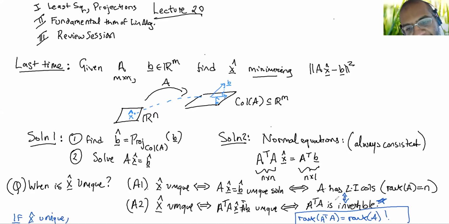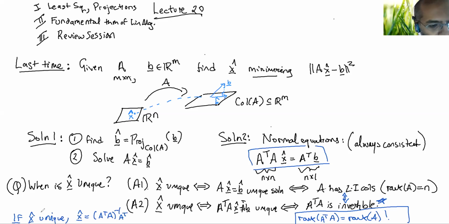Then A transpose A is invertible. So that means for this system, I can just write a formula for x hat by multiplying by the inverse of A transpose A. So what you get is that x hat must be equal to (A transpose A) inverse A transpose b. So you get a formula for the least squares solution when the solution is unique. Okay, so that's sort of our study of the uniqueness properties of the least squares problem.